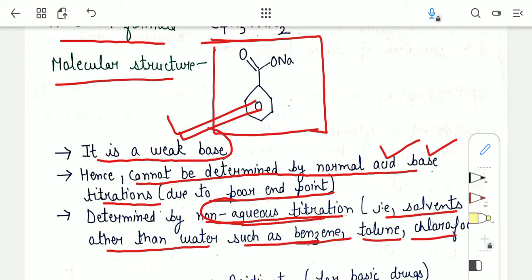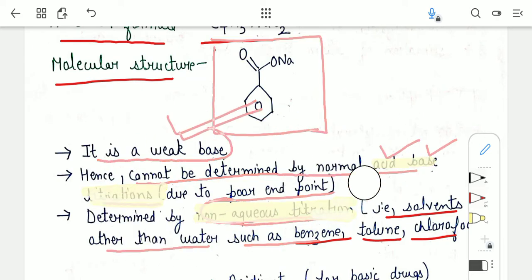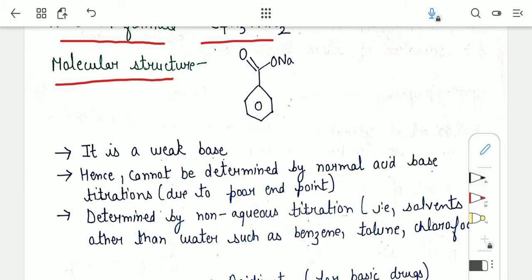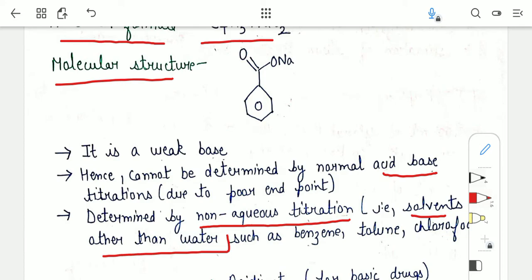This topic, non-aqueous titration, we have already covered in a separate video, like why we use this and what are the advantages and disadvantages. And this topic, acid base titration, also we have covered. So basically what we are saying is that our sample, sodium benzoate, is a weak base, and that is why it will not be determined by acid base titration. It will be determined by non-aqueous titrations in which solvents other than water are used. This is the basic of it.